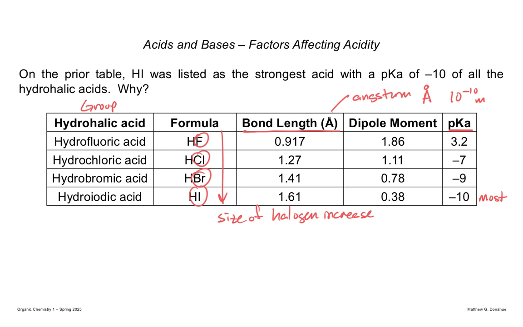And then as you go down that group as well, fluorine is really compact. In chemistry, there's another theory of acids and bases called hard-soft. Fluorine is hard, iodine is soft. It's big and squishy, it's polarizable. So it accepts a lone pair of electrons a lot easier than F will.